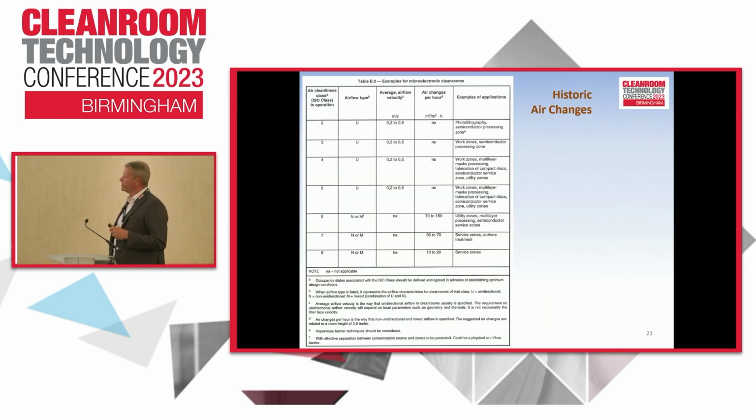Now, historic air changes. The old standard, which is one of the bits we wanted to move away from, had this table in it. If we look at ISO class 7, the second to bottom one there, your air changes should be 30 to 70. That's not very helpful, really. If I'm designing a facility, if I design it at 30 or 70, there's a massive change in the size of my system. What determines where I need to be? Do I just go with 45 and say, yeah, we'll be safe? So it wasn't particularly helpful guidance.